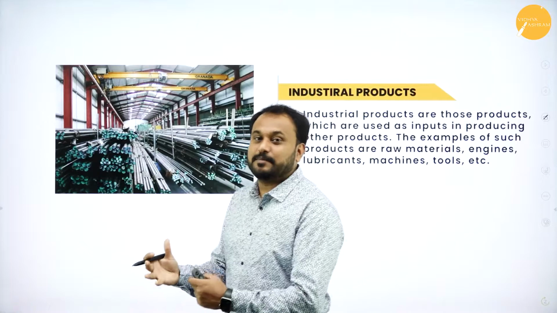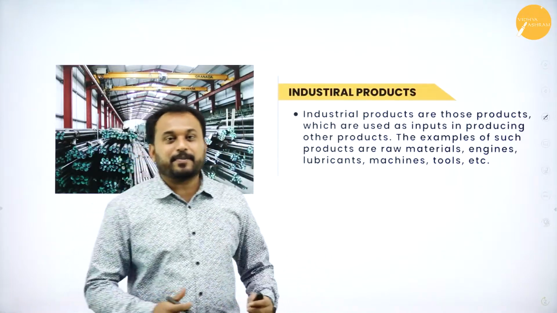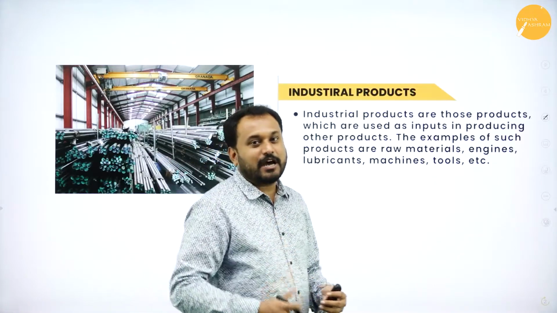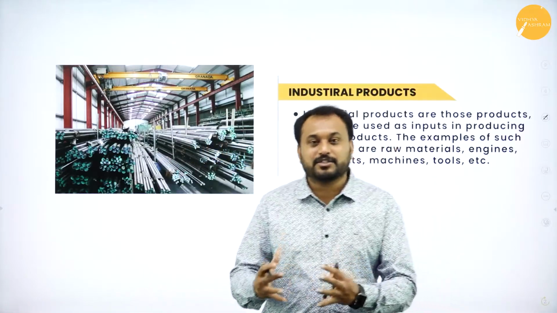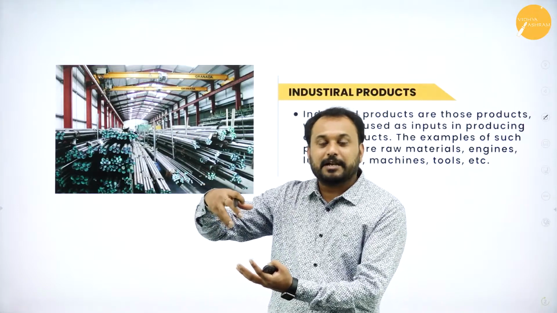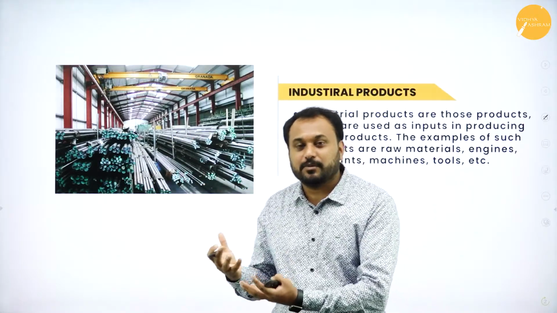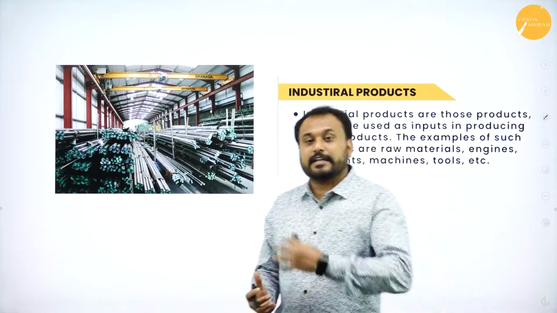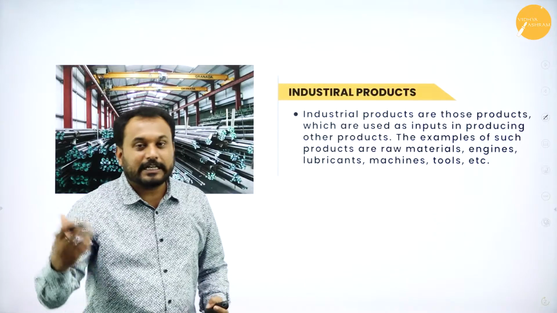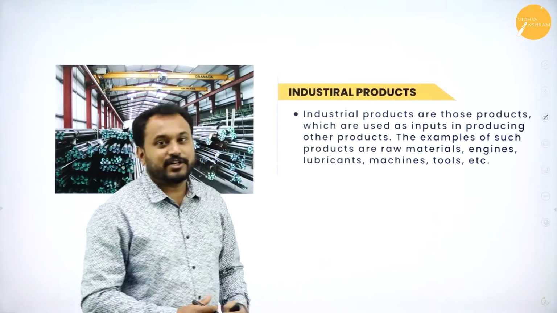Now we are in the next session where we'll understand what exactly industrial products are. What is an industrial product? Industrial product means it is a raw material. Now you have engines, you have lubricants, you have so many other things which are the production house's inputs. That means whatever the production actually wants to get the finished goods, that is the raw material they acquire. We call that raw material the industrial products.